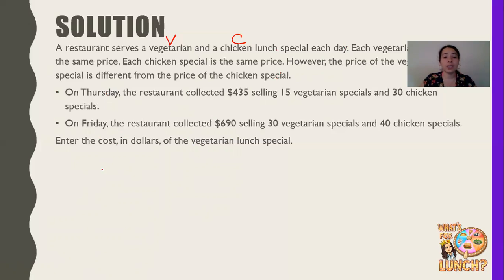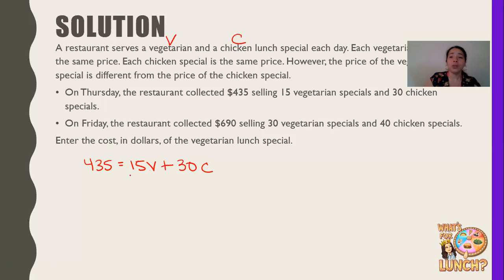So let's look on Thursday. How much did the restaurant make? How much money? 435 in sales, 15 vegetarian. Vegetarians. And then how many chicken specials did they sell? 30. Good. So stop right there. Notice this equation I made. They made $435 after they sold 15 vegetarian specials and 30 chicken specials.